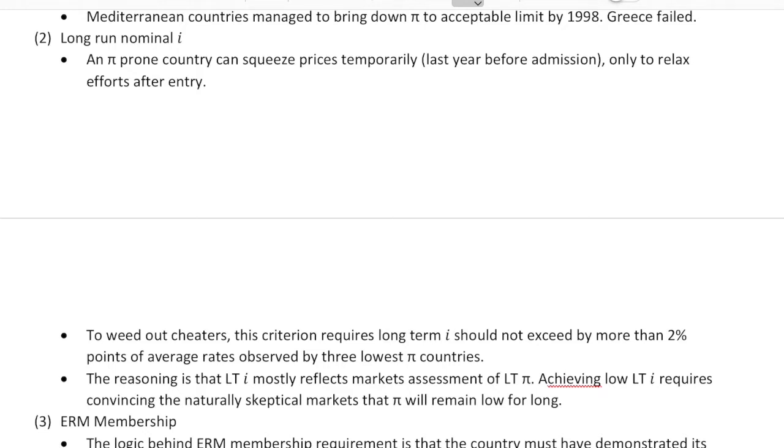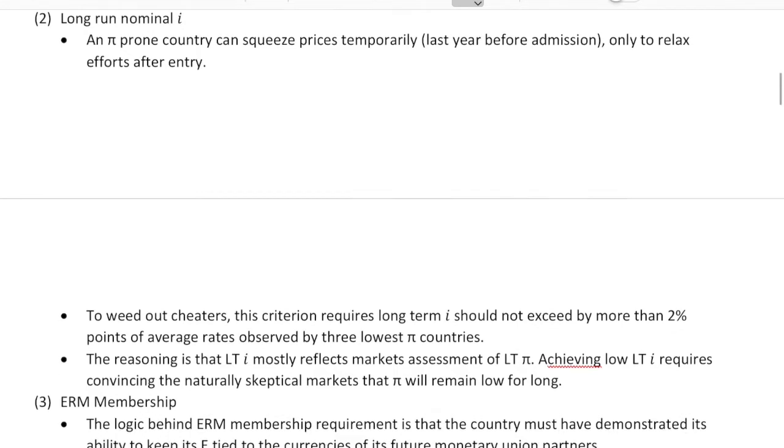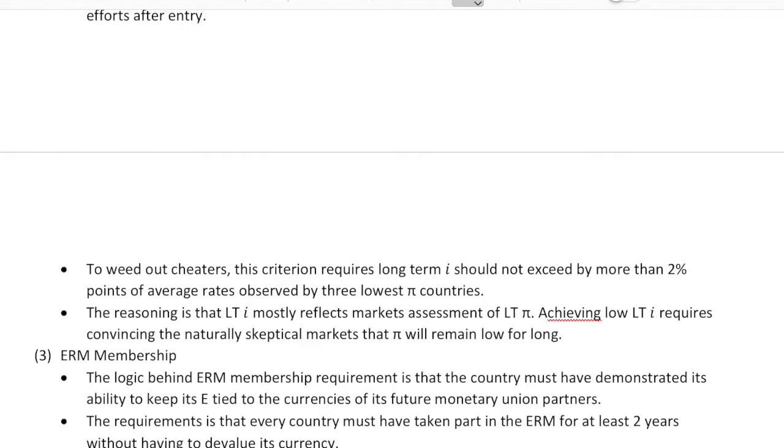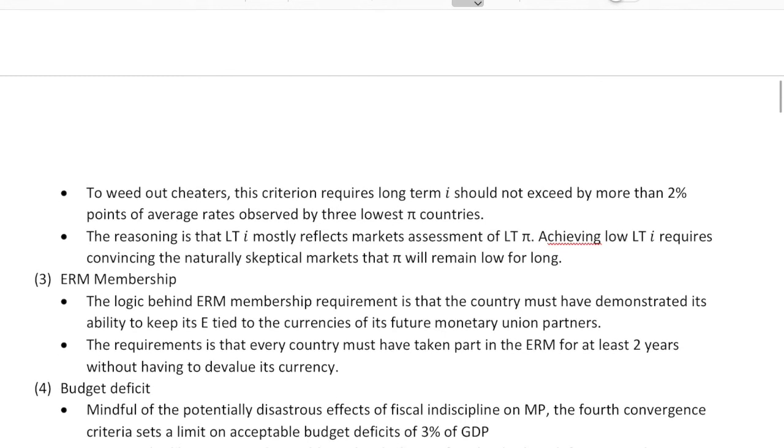Because if interest rates are too high, nobody's investing, nobody's borrowing money to buy those houses, buy those cars. This brings the economy down to a standstill, and sellers of cars and sellers of homes are forced to lower their prices, which in turn decreases inflation. So to avoid cheaters from cheating, this criteria required that long-term interest rate should not exceed more than 2 percentage points of average rates observed by the three lowest inflation countries. And of course, the reasoning is that the long-term interest rate mostly reflects markets' assessment of long-term inflation. So this is the key.